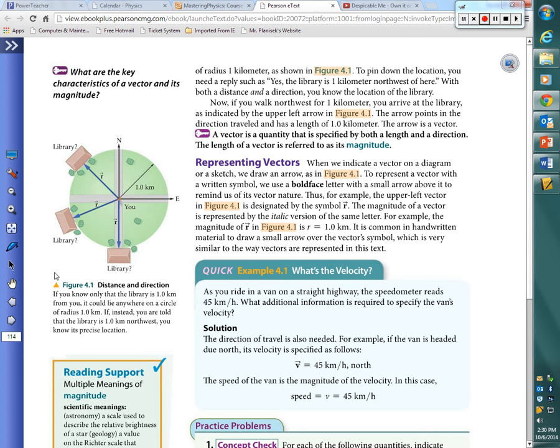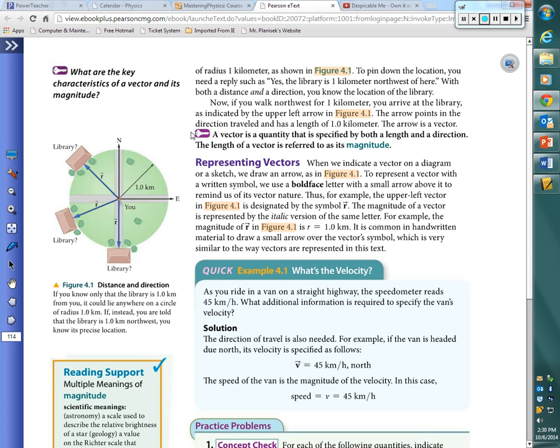Before we move on though, key point, and this is in your packet. It says, a vector is a quantity that is specified by both length and a direction. The length of the vector is referred to as its magnitude.